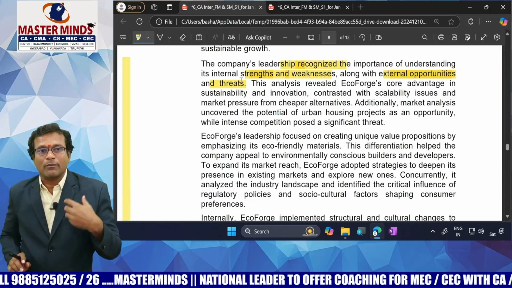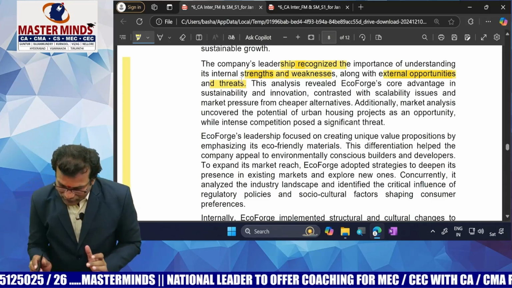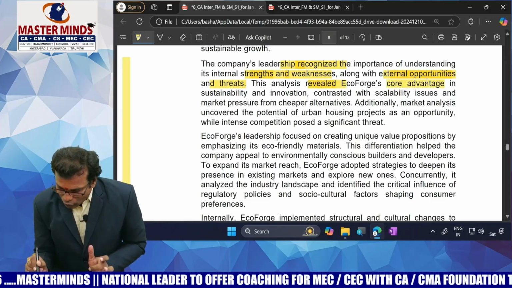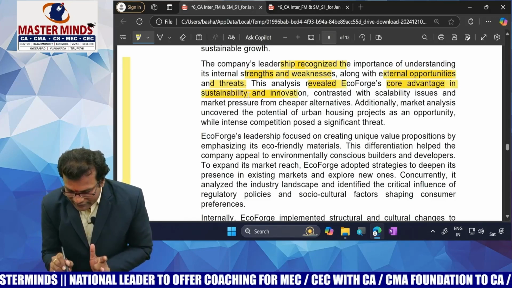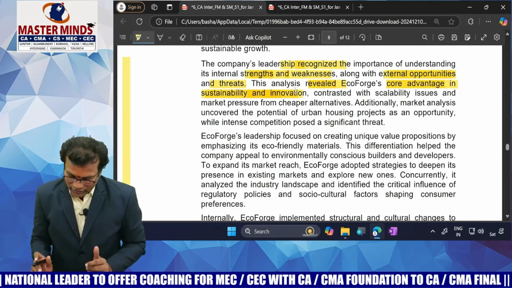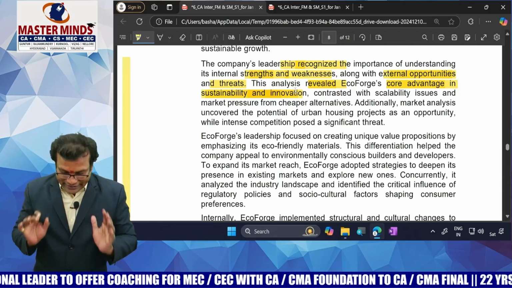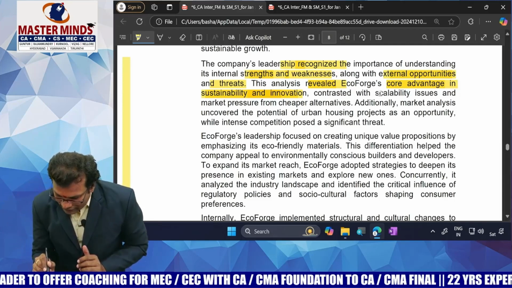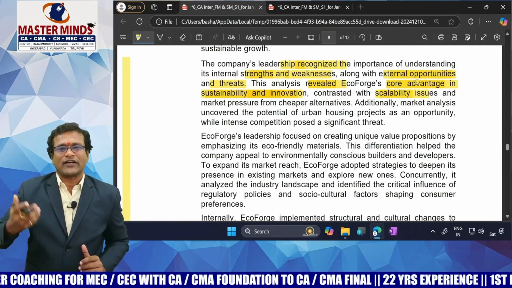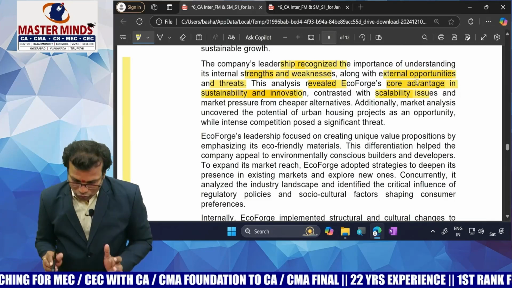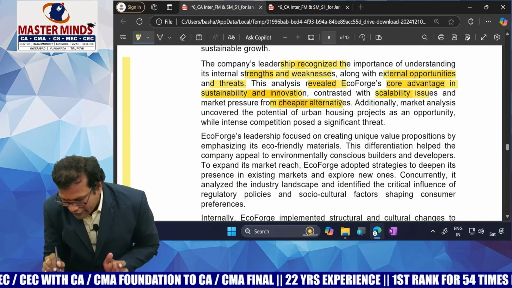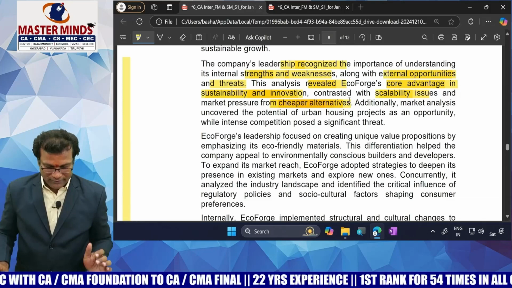What is the final result they have arrived at from this analysis? It revealed that they have some core advantage in sustainability, and they are launching some innovative products when compared to their competitors in the industry. But on the other hand, what are the negatives for that company? They are contending with scalability issues, how to increase sales to different areas, different states. It is called a scalability issue. And they have some market pressure from cheaper alternatives. Means he's talking indirectly about substitute products.